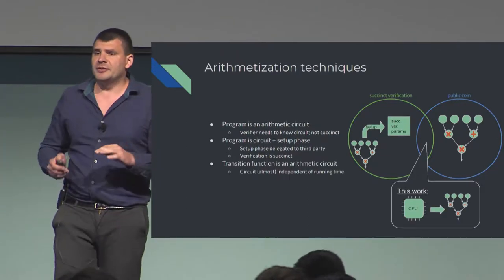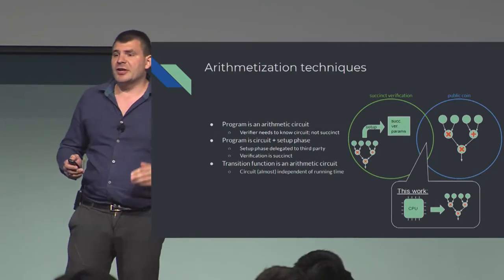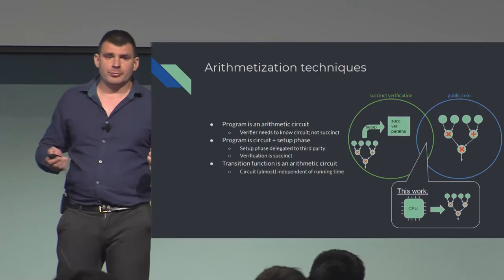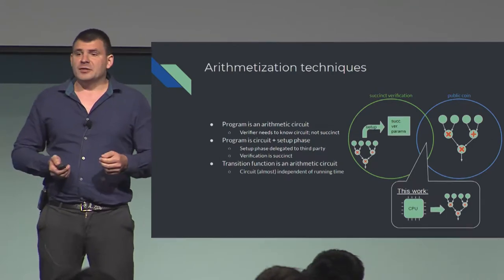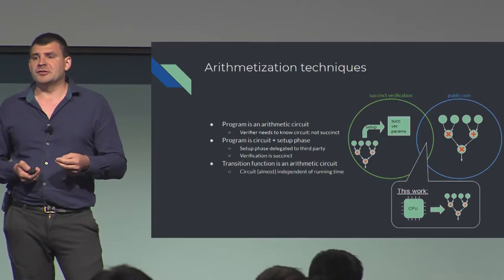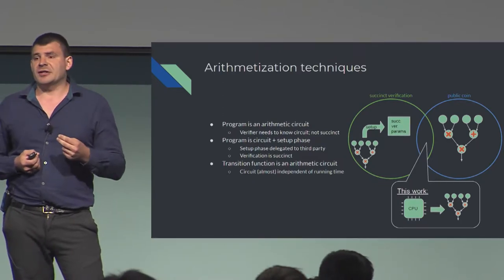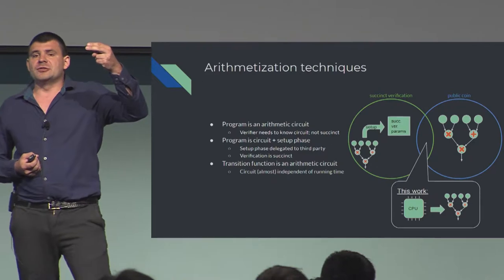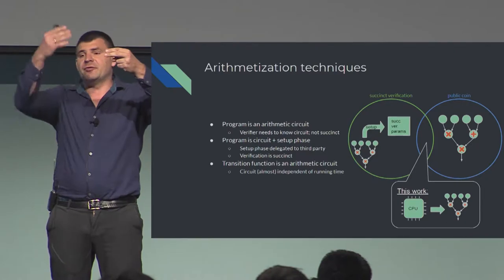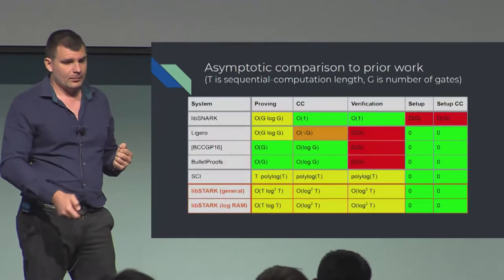What we do in STARK is completely different. We are not describing the program as a circuit. Instead, we are describing the transition function as a circuit. You can think of the CPU that we have in every computer as some circuit. This circuit is constant and has some constant complexity, but it can be used to execute both short programs and very long programs. This is the case for STARK as well. We arithmetize only the transition function, and we use it to verify both short traces and very long traces. This is where the succinctness of STARK comes from.